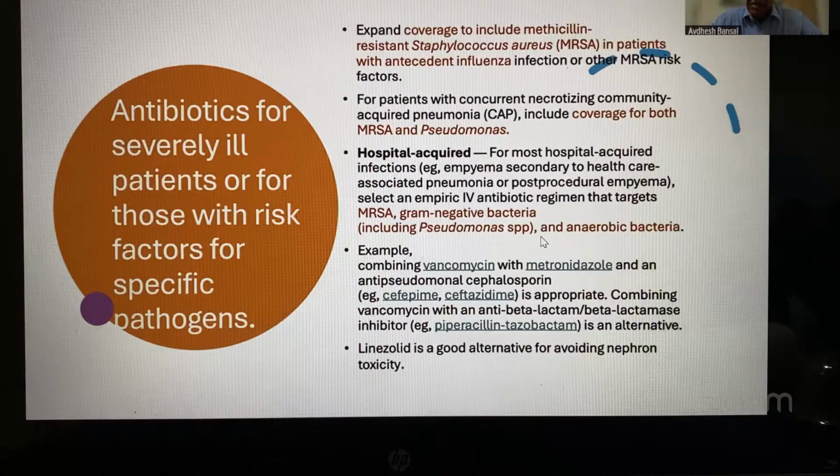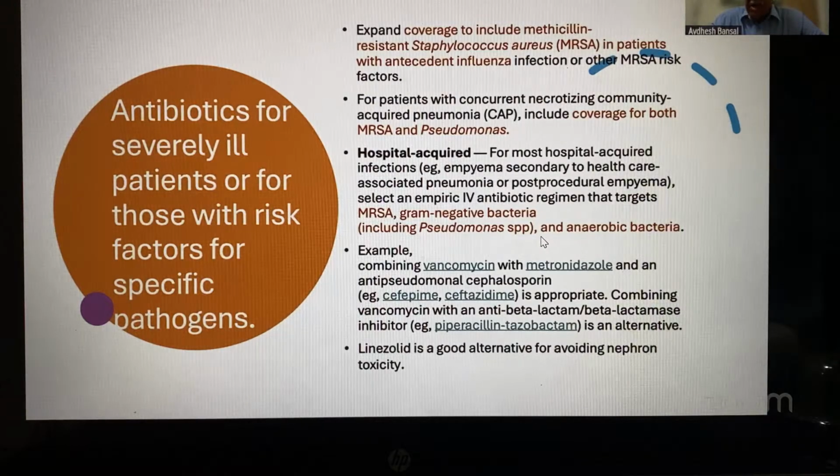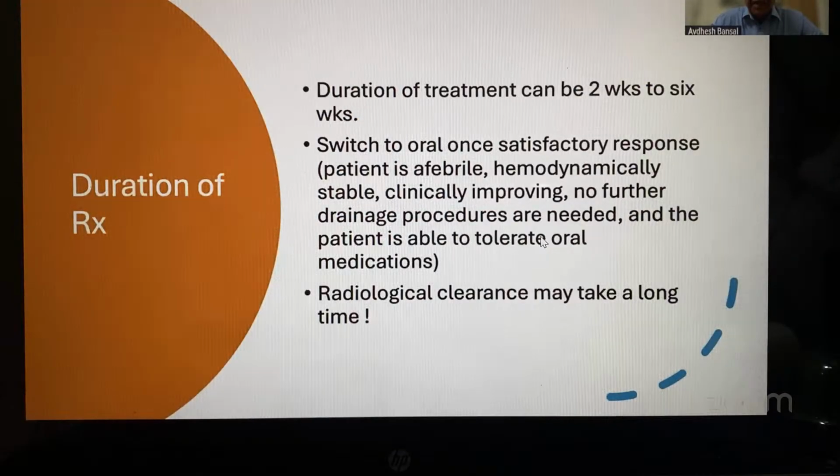A good example for these patients would be combining vancomycin and metronidazole with an anti-pseudomonas cephalosporin like ceftazidime, or you can combine vancomycin with a beta-lactam or beta-lactamase inhibitor like piperacillin tazobactam. In case you want to avoid nephrotoxicity, then rather than vancomycin, linezolid is a good alternative.